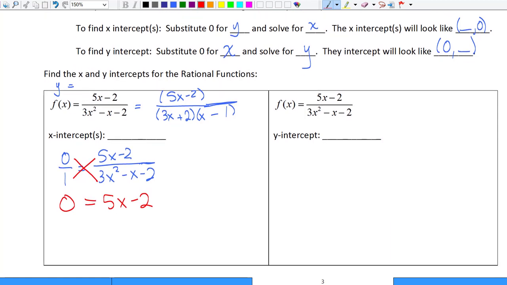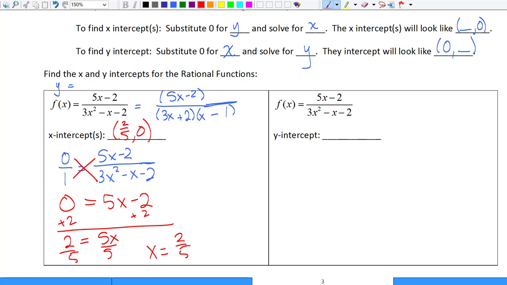Now I can solve for x. So that gets me 2 equals 5x by moving the 2 over. Divide both sides by 5. I'm getting x equals 2/5. So my x-intercept is 2/5 for the x, comma, 0 for the y, because I'm the one that plugged in 0.